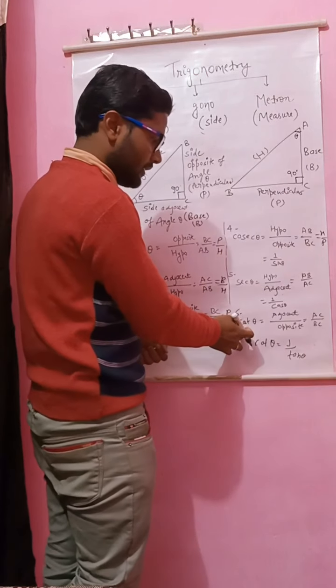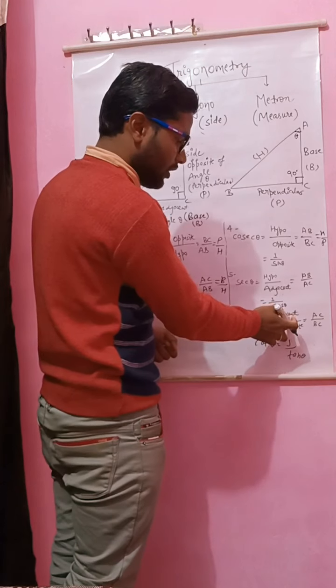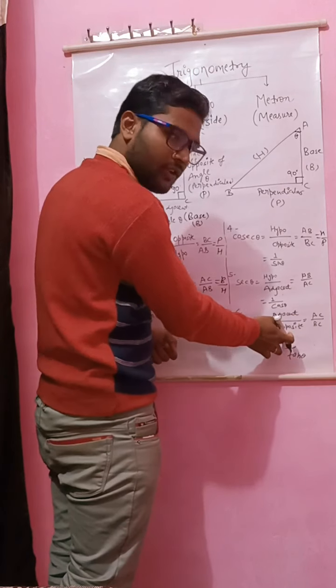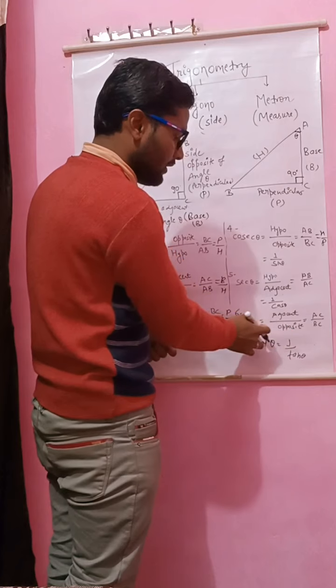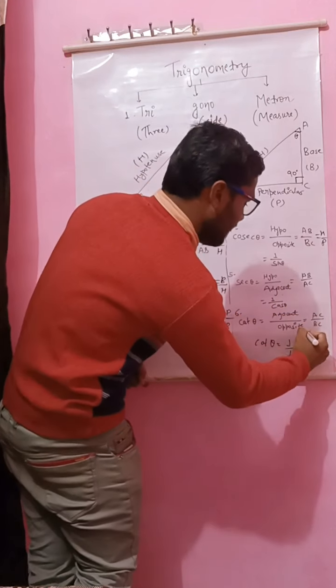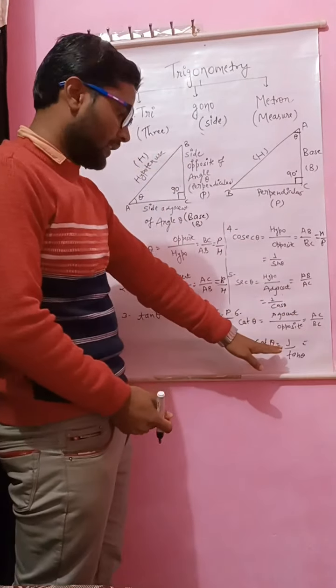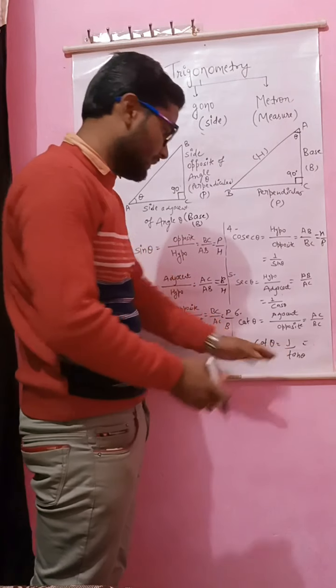Now sixth is cot theta. Cot theta is the ratio of the adjacent side of angle theta to the opposite side of angle theta, so it is written as AC upon BC. Also this is equal to the reciprocal of tan theta, written as base upon perpendicular.